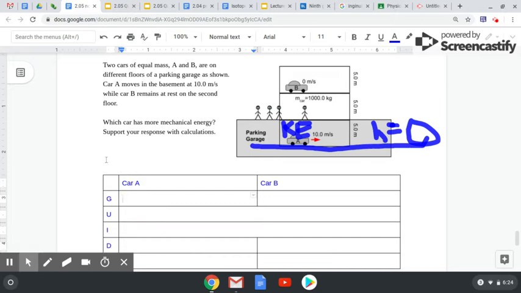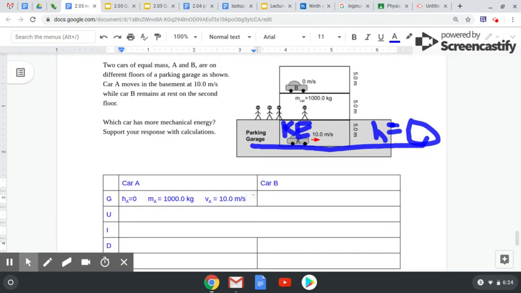Okay, so we're going to go over here and start with car A. Car A is in the basement, so we're going to write h_A, the height of A, is equal to 0. Because they're identical cars, the mass of A is equal to 1000.0 kilograms. And then we write down that the speed of A is equal to 10.0 meters per second.